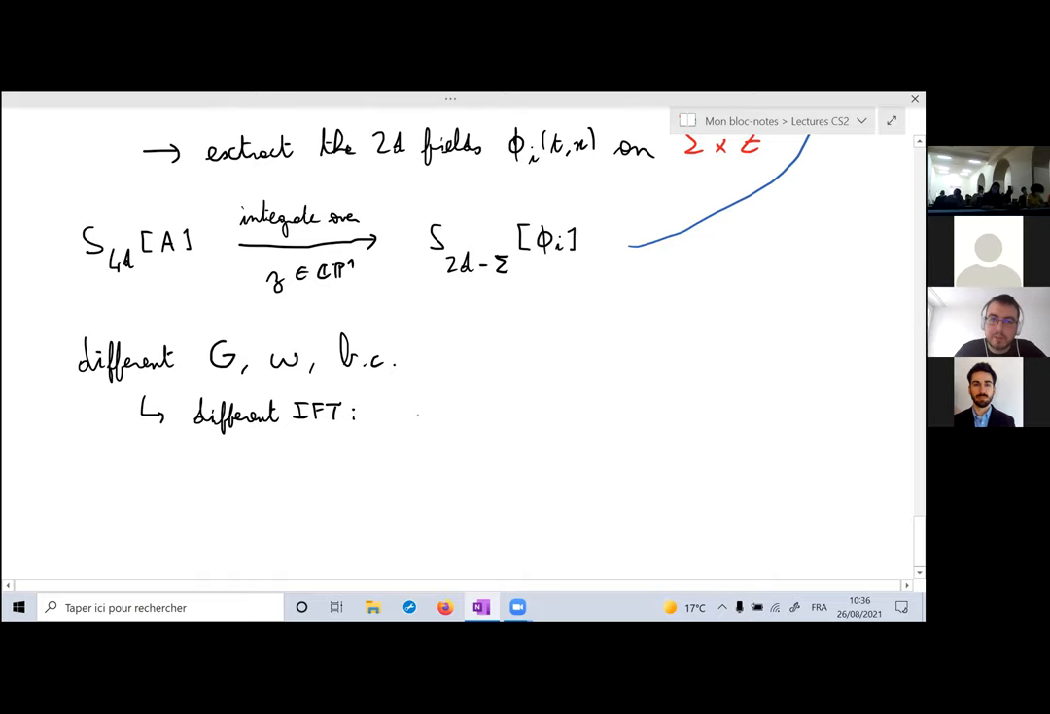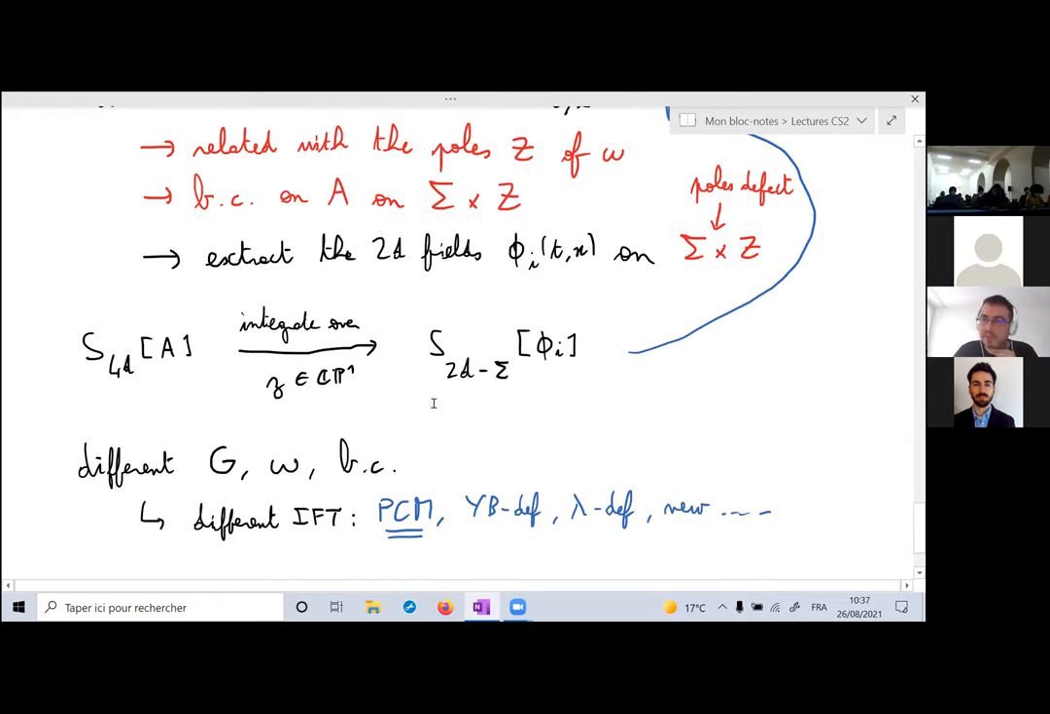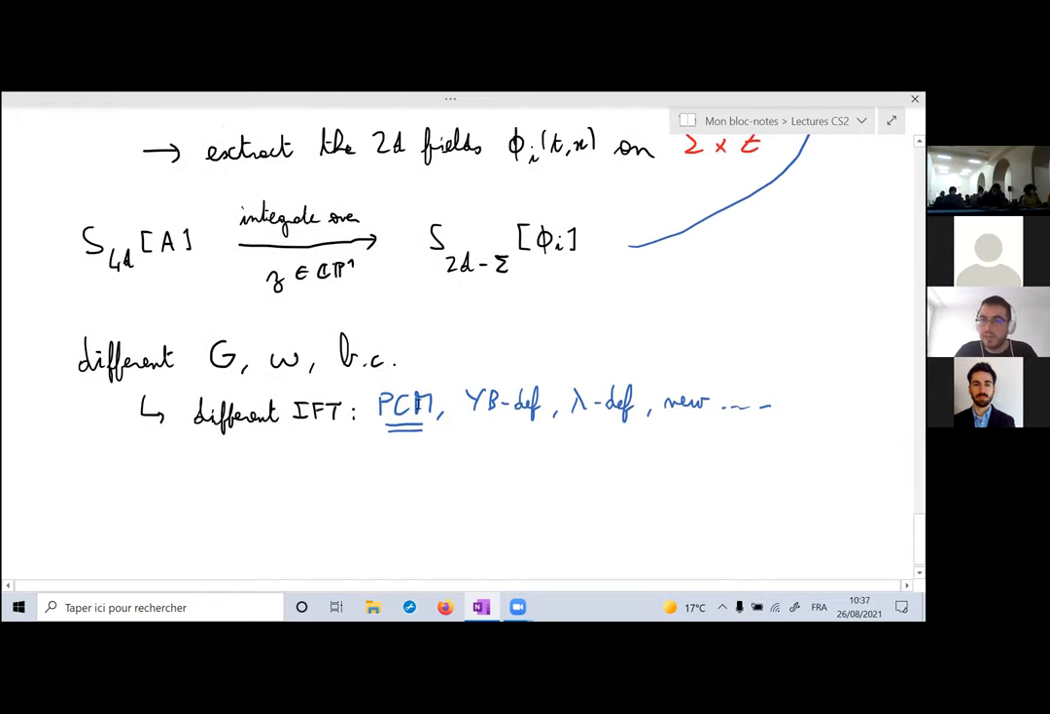And well, among the examples that we can get, for instance, we get the Principal Chiral Model, which we saw in Ben's lecture. We also get the Yang-Baxter deformation of this Principal Chiral Model, which we also saw in Ben's lecture. Also what is called the lambda deformation, and also many new models. And so that is a very systematic way. And well, for these lectures, what I will do is focus only on one example, which is the Principal Chiral Model, the simplest one. And some of these ideas of extracting the fields and doing the integration of the action from 4D to 2D, I will do only for the PCM case, to be as explicit and as simple and as pedagogical as possible.